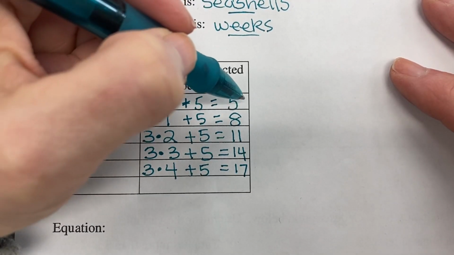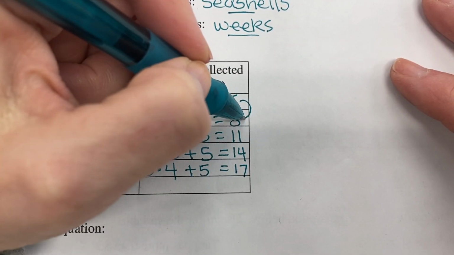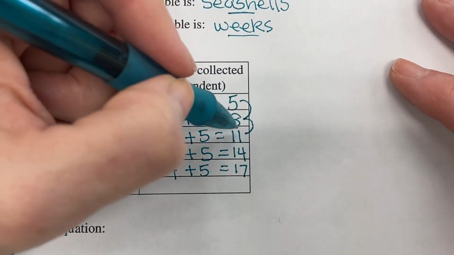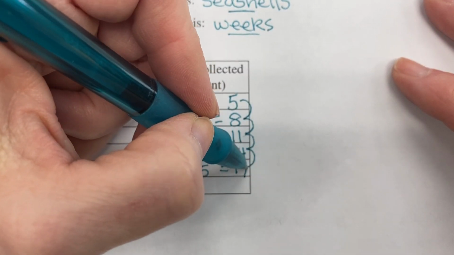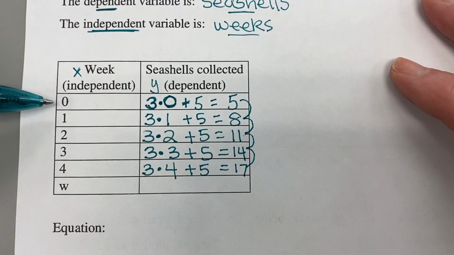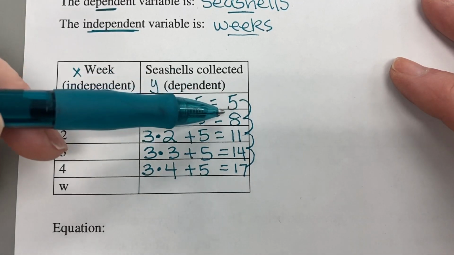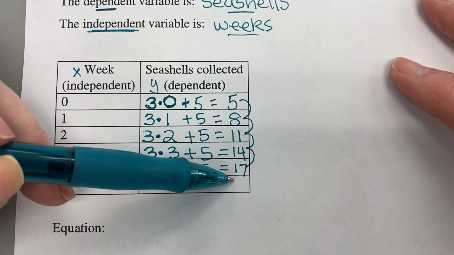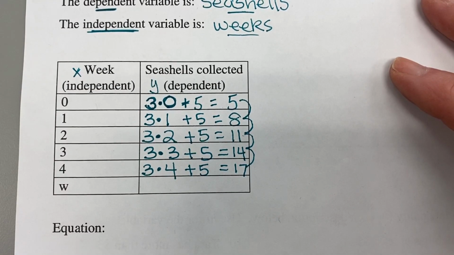What's happening here? 5 to 8, 8 to 11, 11 to 14, and 14 to 17. I hope you notice we're going up. With every passing week, we go up. Our seashells increase by 3. That makes sense because 3 per week.